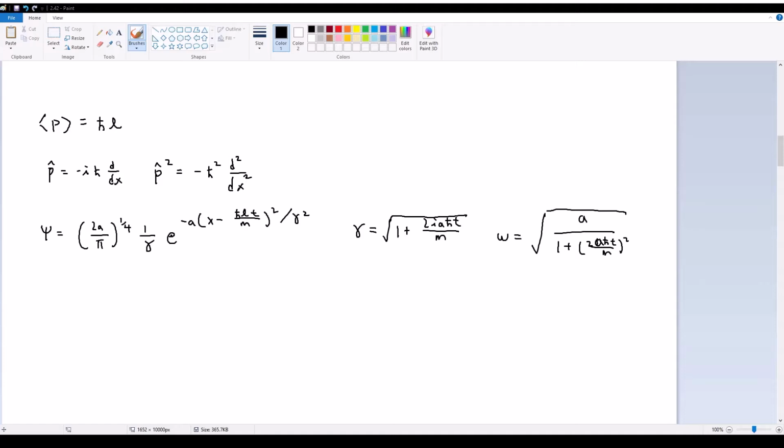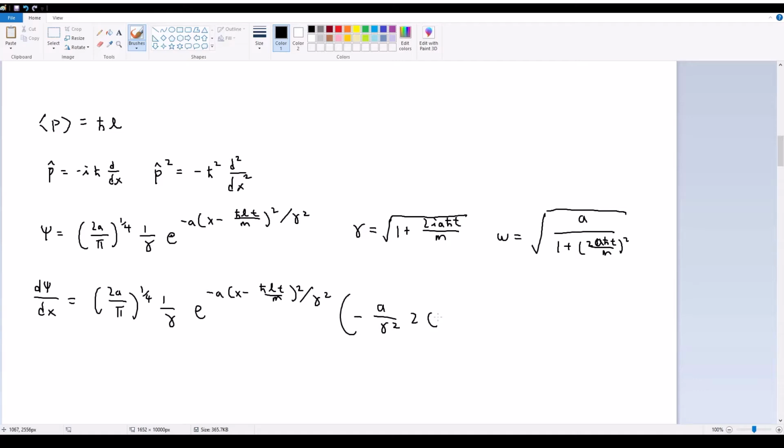Okay, this horrible integral is going to require us to take the second derivative of the wave function. So let's see. d psi by dx is going to give us 2a over pi to the power of 1/4, 1 over gamma, and then e to the negative a x minus h bar lt over m squared over gamma squared. And then we have to bring down everything. So negative a over gamma squared multiplied by 2 x minus h bar lt over m. Yeah, something like this.